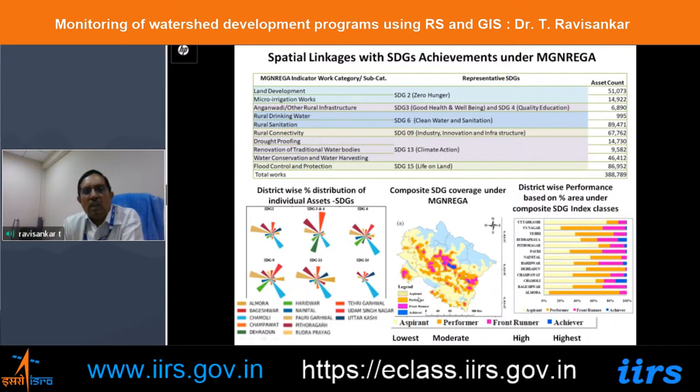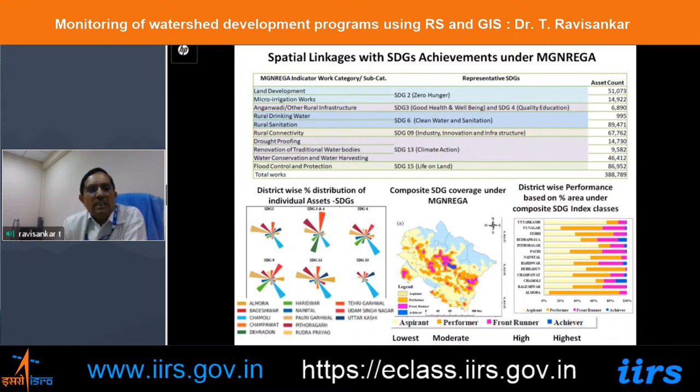In the terminology we call them aspirants, performers, front runners, achievers. That means they go from lowest to highest. This is how the index is classified. But if you come to the individual sustainable development goal-wise, if you take sustainable development goal 2, it is particularly Almora that is standing out, having a very good percentage of distribution of assets that has been created under Manrega.